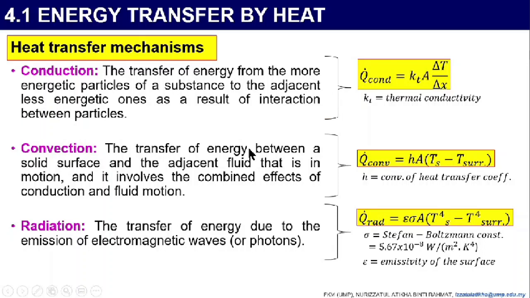Some of the equations that are familiar to us are the conduction process, convection process, and radiation process. So this is the equation for the conduction rate. We have the dot over there: Q dot conduction, Q dot convection, and Q dot radiation. Just a recap on the definitions. Conduction is the transfer of energy from the more energetic particles of a substance to the adjacent less energetic ones as a result of interaction between particles.